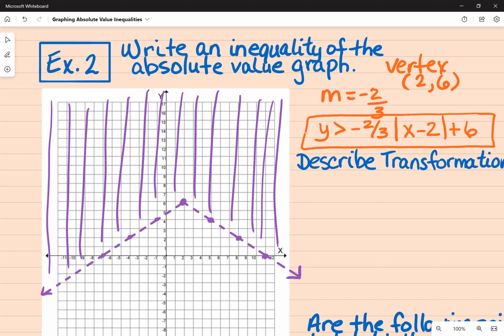Then we're asked to describe the transformations. Well, the transformations are going to be similar to other transformations we've done. So this negative sign tells me that I'm going to have a reflection, so a vertical reflection over the x-axis. And then next to that is that 2/3. Well, since it's less than 1, it's a vertical shrink or compression, however you want to write it, by a factor of 2/3.